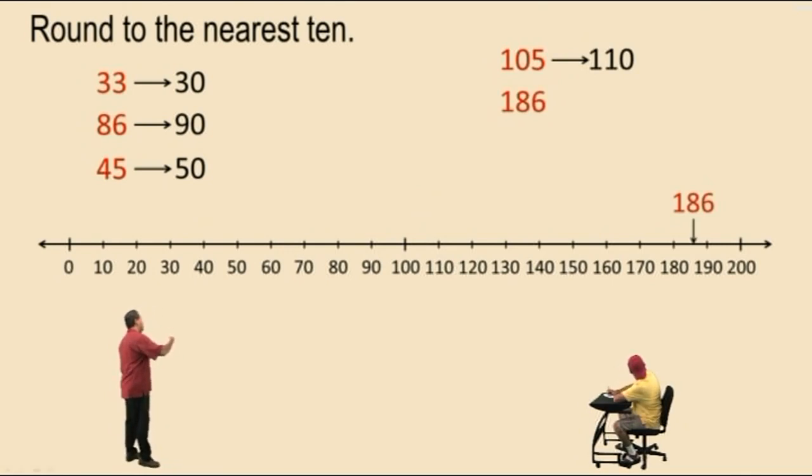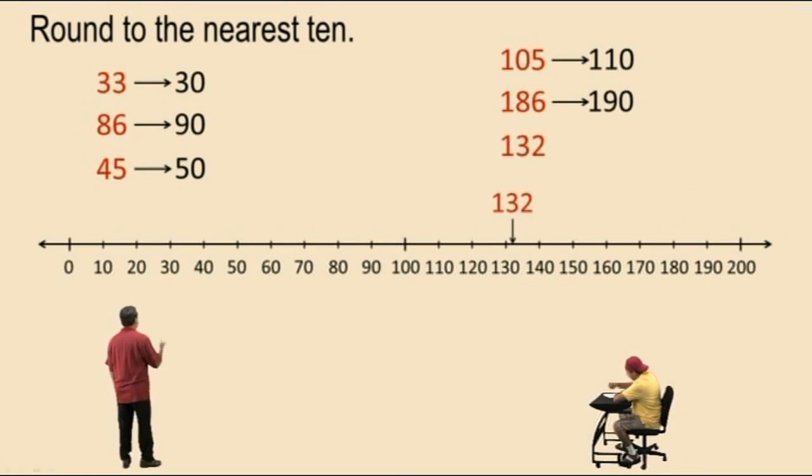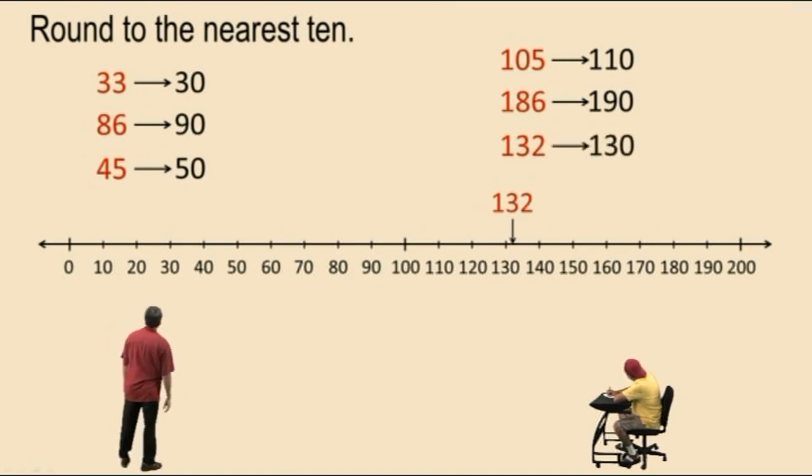186 is in between 180 and 190, but it's closer to the 190, right? And so 186 rounds to 190. 132 is in between 130 and 140, but it's closer to 130. Remember, we're rounding to nearest tens. And so 132 rounds to 130.